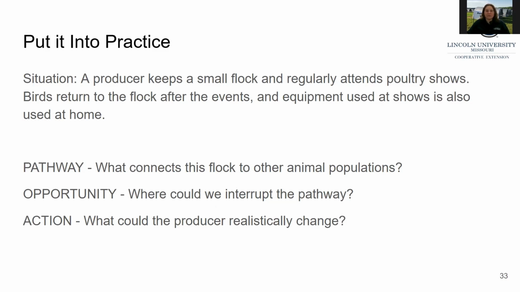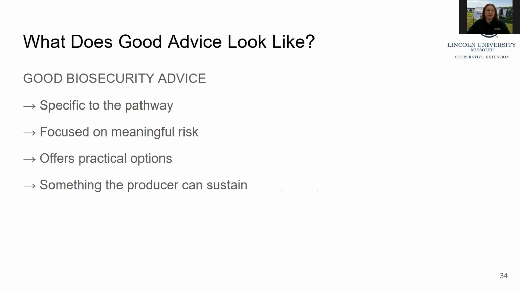Pathway, opportunity, action. That process helps us move from a general concern about biosecurity to a specific conversation about what this producer can actually do. So what does good biosecurity advice actually look like? It's not necessarily the longest list of recommendations. It's advice that's specific to the pathway we're trying to address. It focuses on meaningful risk rather than trying to eliminate every possible source of exposure. It offers practical options that make sense for the situation. And ultimately, it leads to something the producer can sustain.